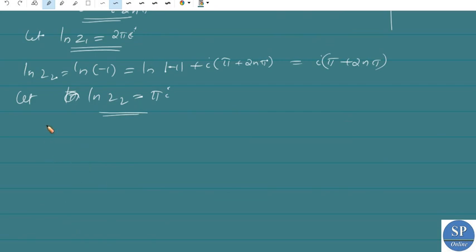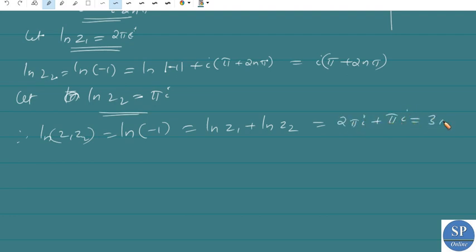Now we have ln of z1 into z2 equal to ln of z1 plus ln of z2. So ln of z1 into z2, where z1 is 1 and z2 is minus 1, is ln of minus 1. 1 into minus 1 is minus 1, which is equal to ln z1 plus ln z2, which is 2 pi i plus pi i, which is equal to 3 pi i.